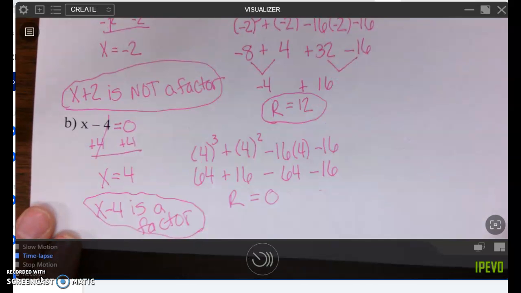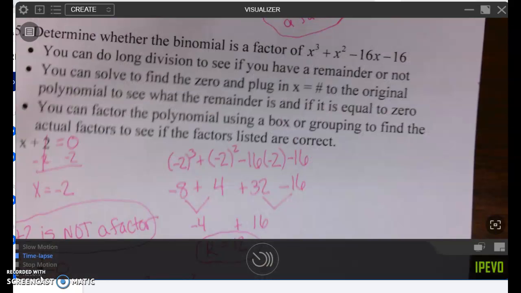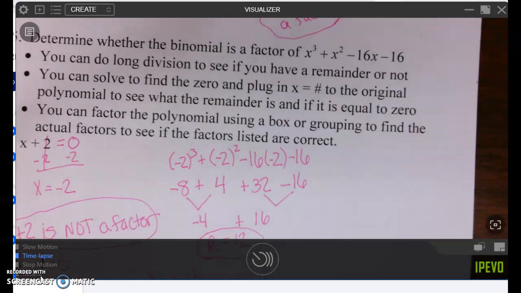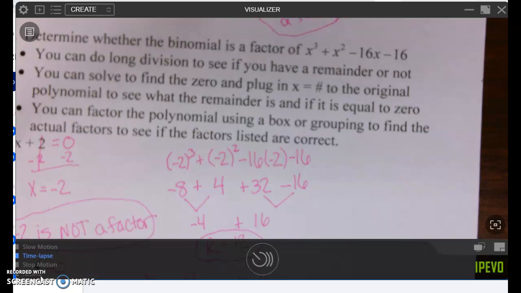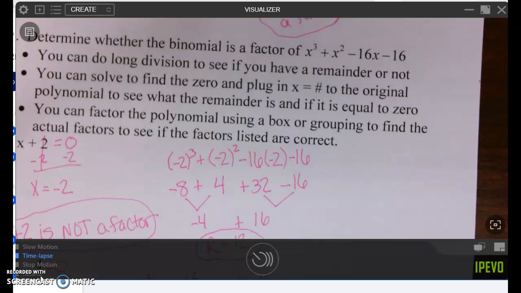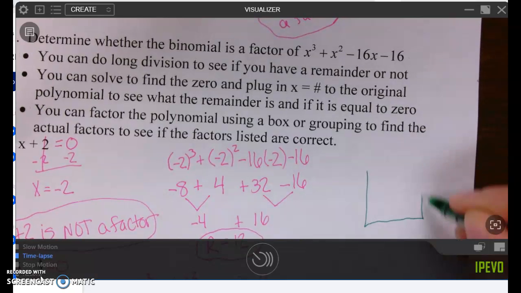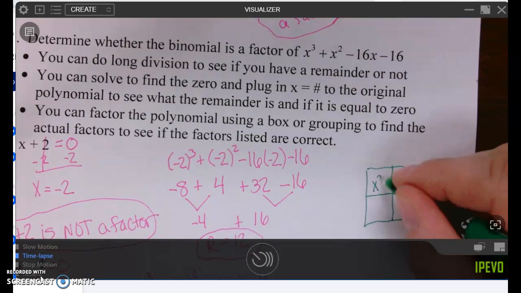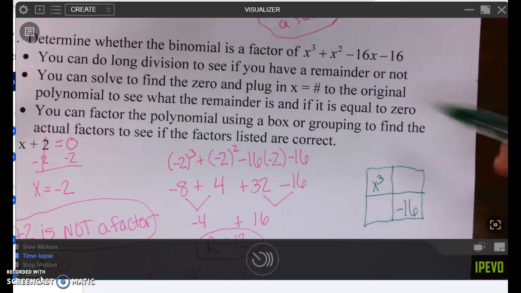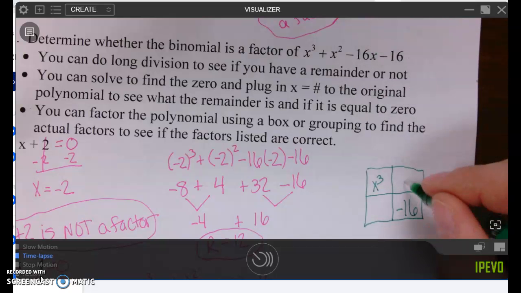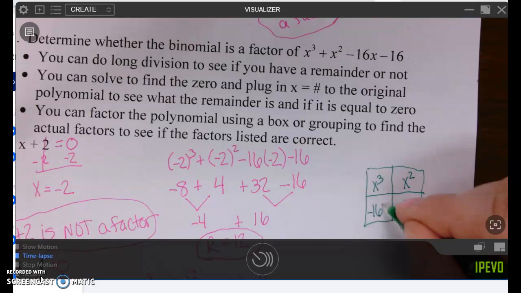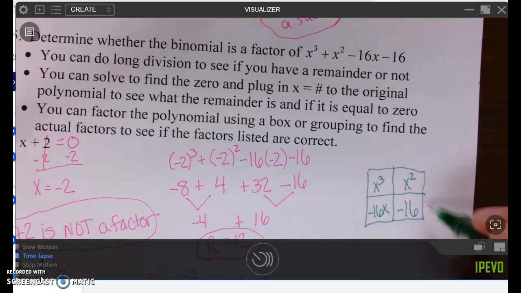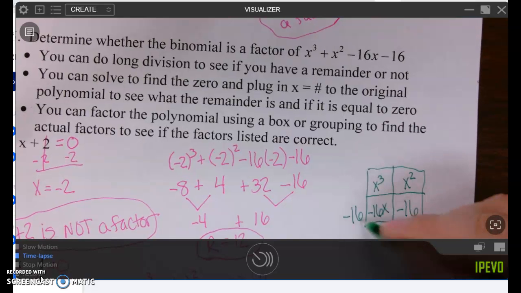Okay, so that's your fastest method. You can also just do a box if it'll factor. So if I look at my original polynomial and I want to know what the factors are, here's your option 3. Make your 2 by 2 box. And remember, because there's 4 terms, we have to be sure we check our box. And I have x cubed in the first box, negative 16 in the last box. And because there's 4 terms, I'm going to go ahead and drop in the x squared and the negative 16x into the empty boxes. The greatest common factor I can take out here is a negative 16.